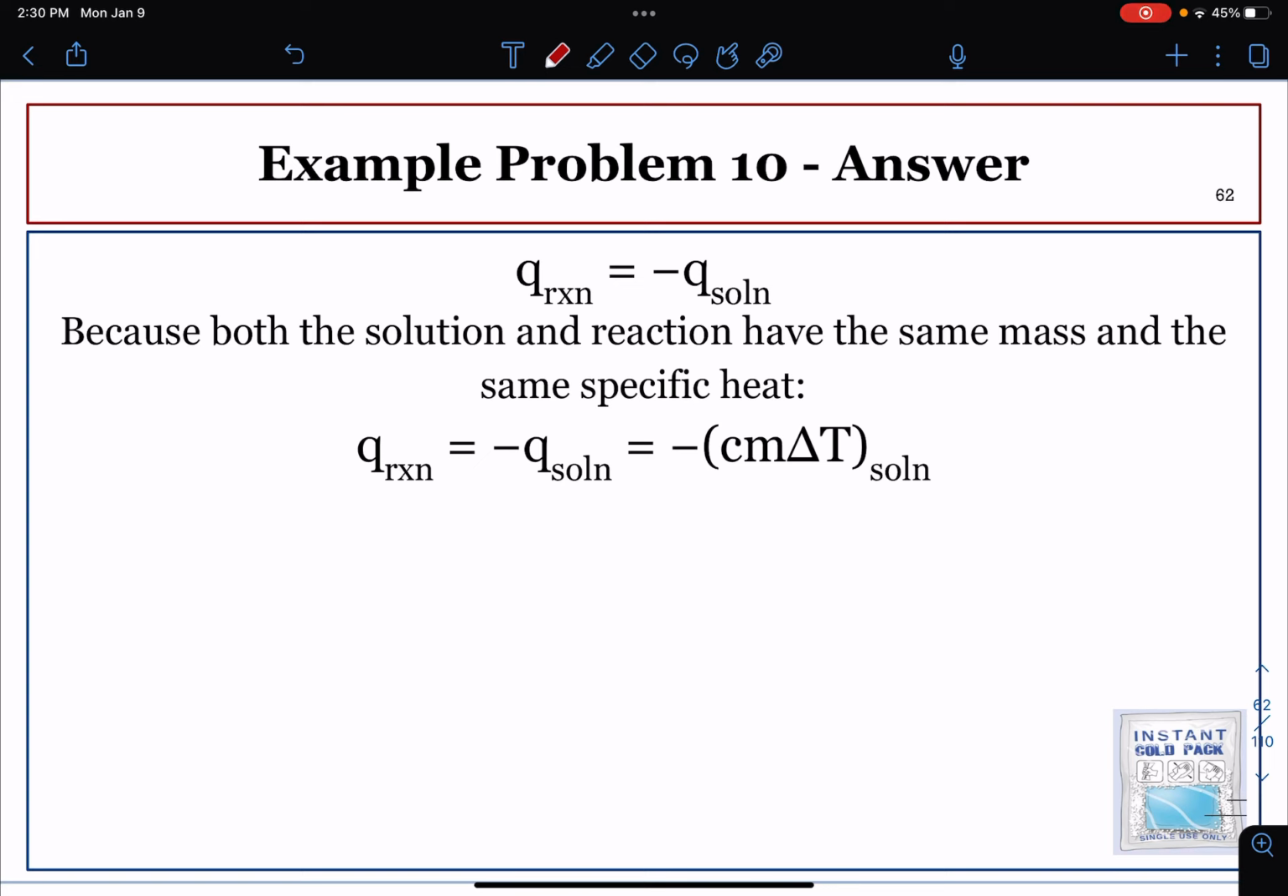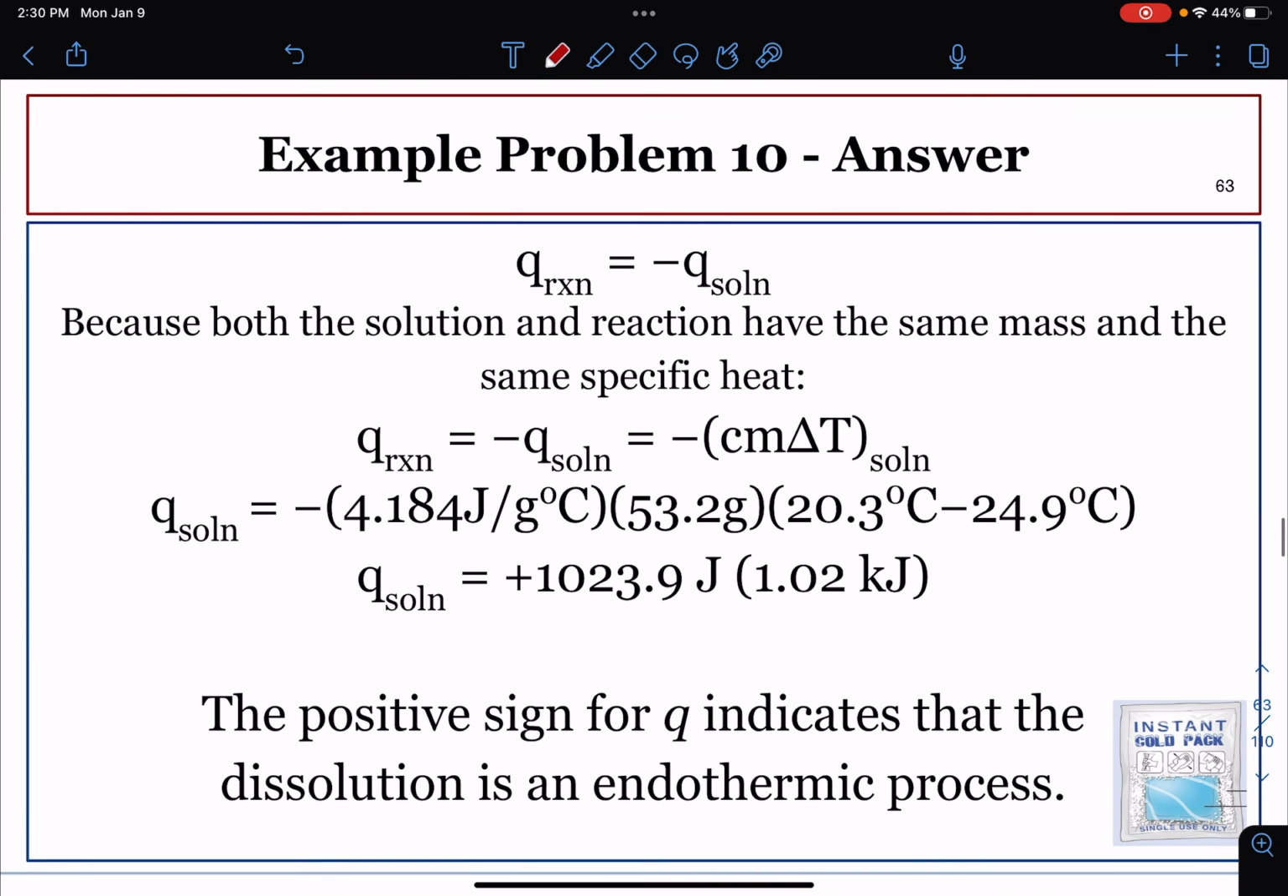So, for our answer, first we can remember that Q of reaction is equal and opposite to Q of solution. Because both the solution and the reaction have the same mass and the same specific heat, we can say that the Q of solution is solved by finding C m delta T of the solution. See if you can plug in all the values for the different variables that we have been given in the problem. So we have 4.184 for the specific heat, and then 53.2 grams. This mass comes from adding up the mass of the water plus the mass of the ammonium nitrate. That was 50 plus 3.21. And then the final temperature is 20.3, and the initial is 24.9.